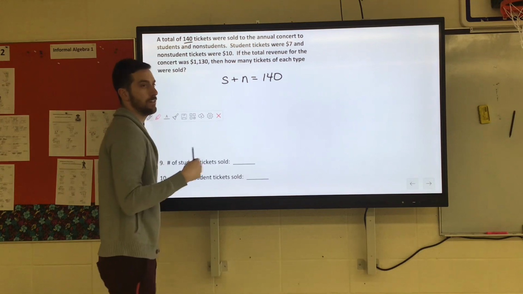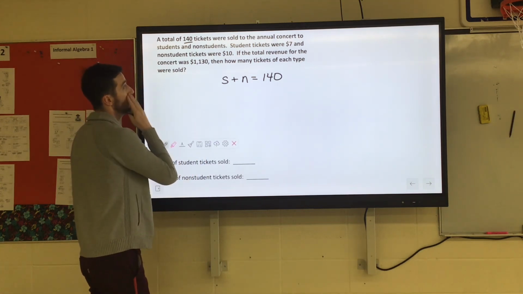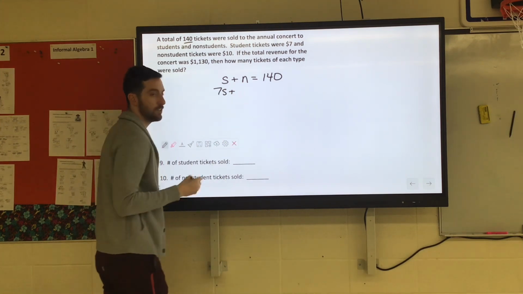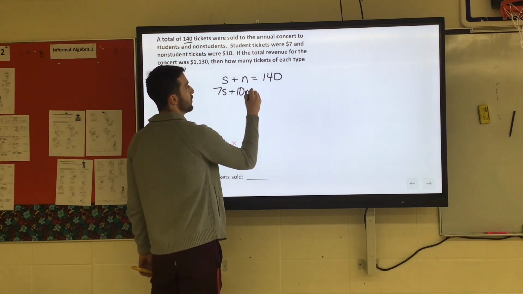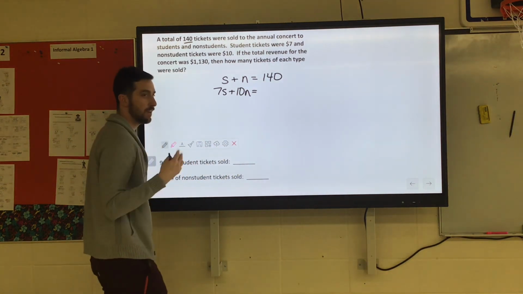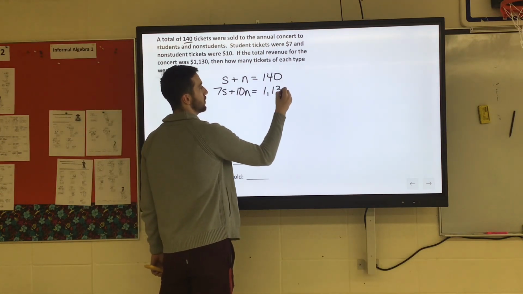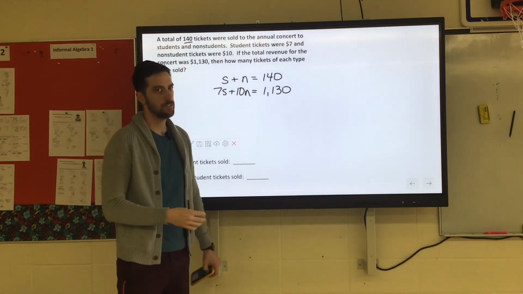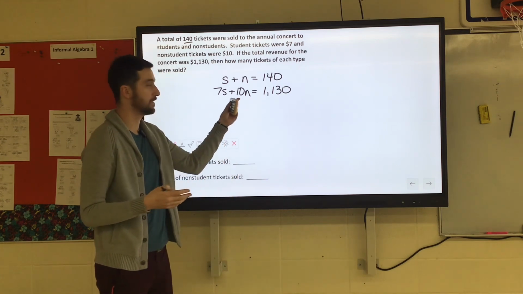Now, if I was to assign a value to each of those tickets, each student ticket gives us $7, so we'll say 7S. Each non-student ticket, we get $10, plus 10N equals those 140 tickets. How much money did it generate? $1,130. Great. So now we got to get the S's or the N's to match up.